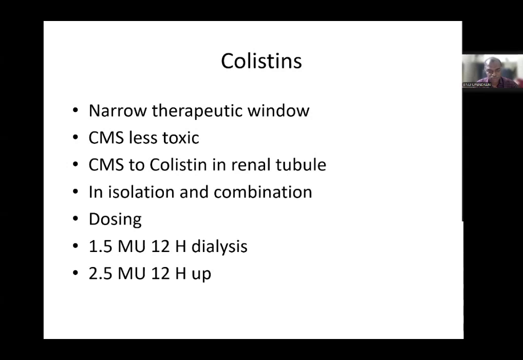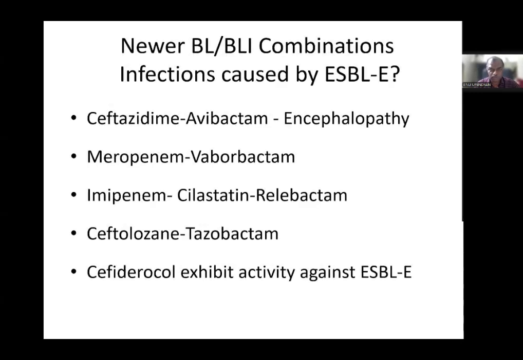It can be used in isolation or in combination. Previously, we have used it as a combination. Now it is said that it can be used in isolation as well. The dosing is very important. It should be 1.5 million units 12th hourly in a dialysis patient, and 2.5 million units after each dialysis, and every 12th hourly and after each dialysis. So it is very important to manage the colistin dose properly.